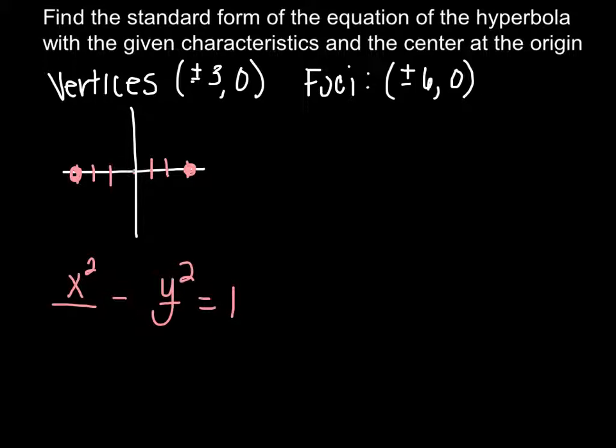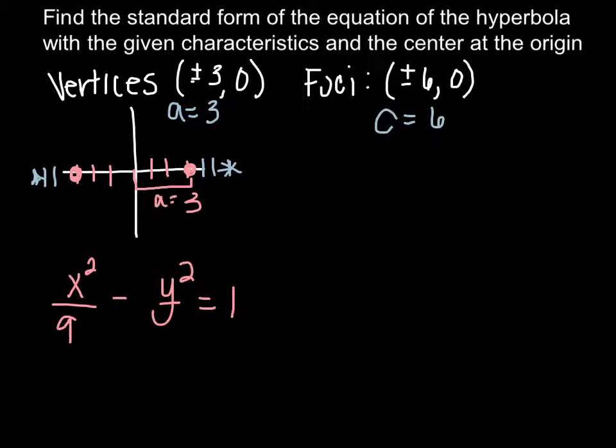Well, if I know the distance from the center out, that's my a value. And my a value in this case is 3. So if I square 3, I get 9 underneath the x. The other piece that we know is our focus happens right here at 6 and -6. So I can state that my c value is 6. We already stated that my a value is 3.